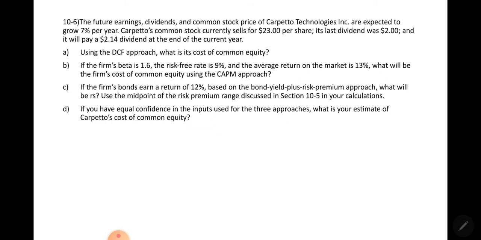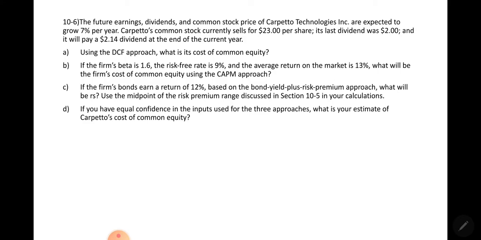Now moving to the next question. In this question, it says the future earning, dividend, and common stock price for Carpeto Technology Inc. are expected to grow 7% per year. Carpeto's common stock currently sells for $23 per share. Its last dividend was $2, and it will pay a $2.14 dividend at the end of the current year. Using the DCF approach, what is its cost of common equity?